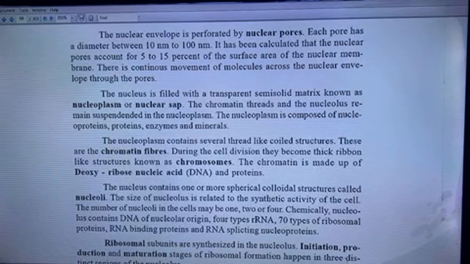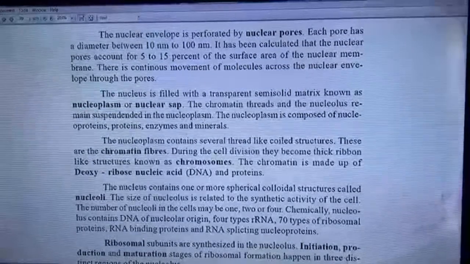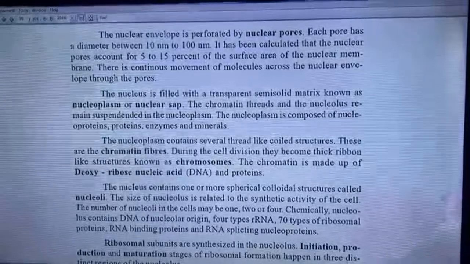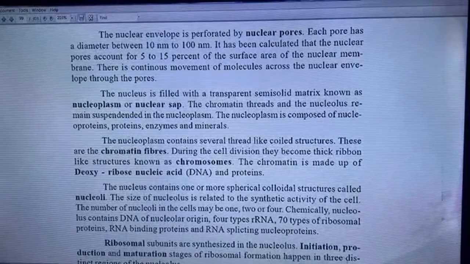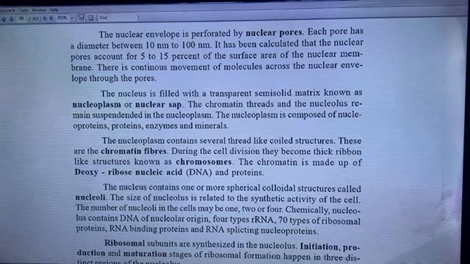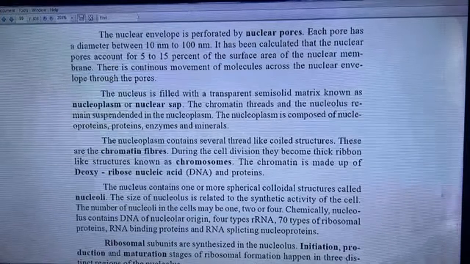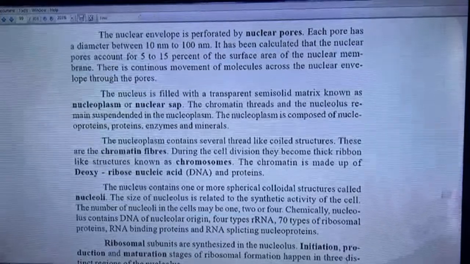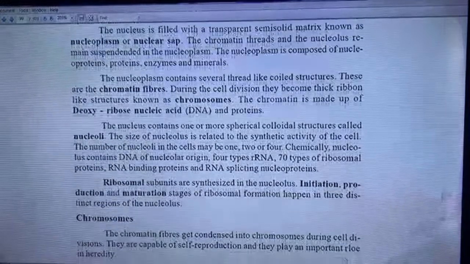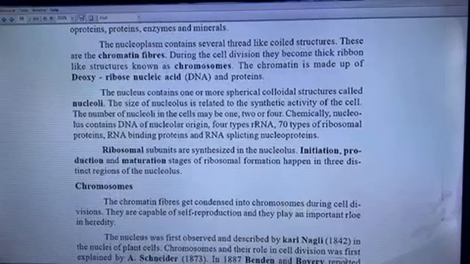The nucleus is filled with a transparent semi-solid matrix known as nucleoplasm or karyolymph. The chromatin threads and the nucleolus remain suspended in the nucleoplasm. The nucleoplasm is composed of proteins, enzymes, and minerals. The nucleoplasm contains several thread-like coiled structures. These are the chromatin fibers.